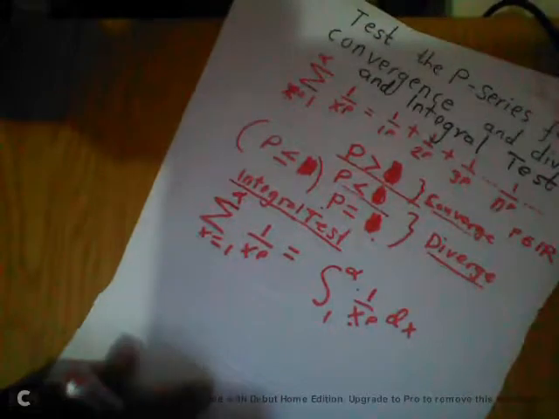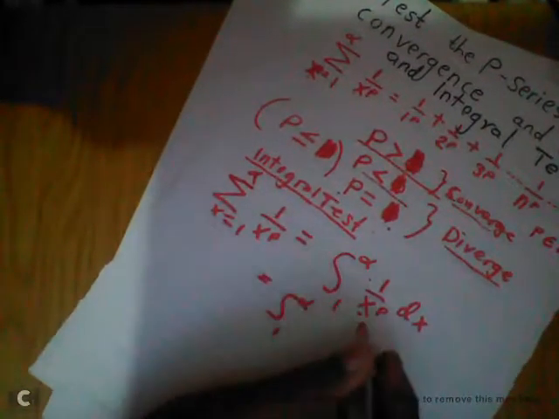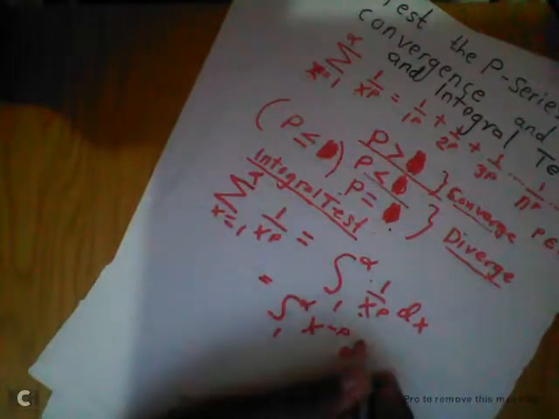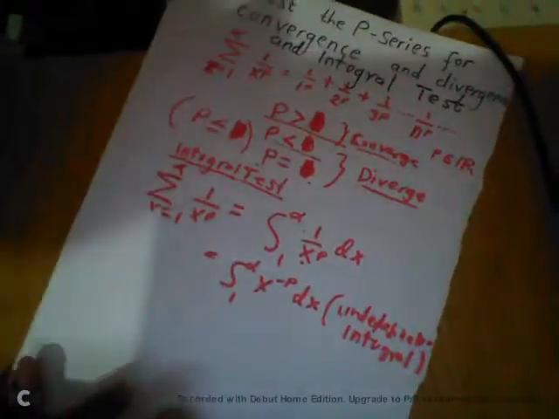So here we go. Now we're going to integrate this one. The integral from 1 to infinity of x to the negative p dx. But before you integrate, remember this is an indefinite integral, not a definite integral. So if this is an indefinite integral, why?